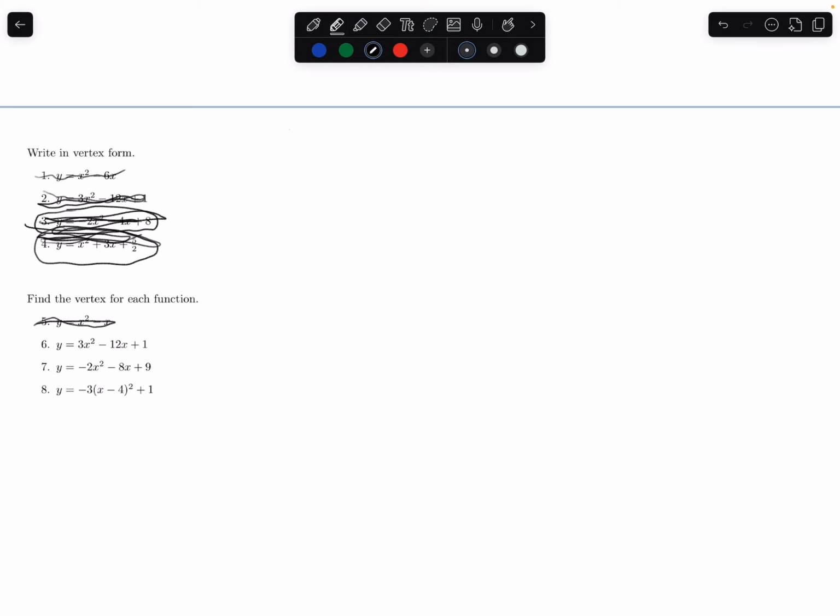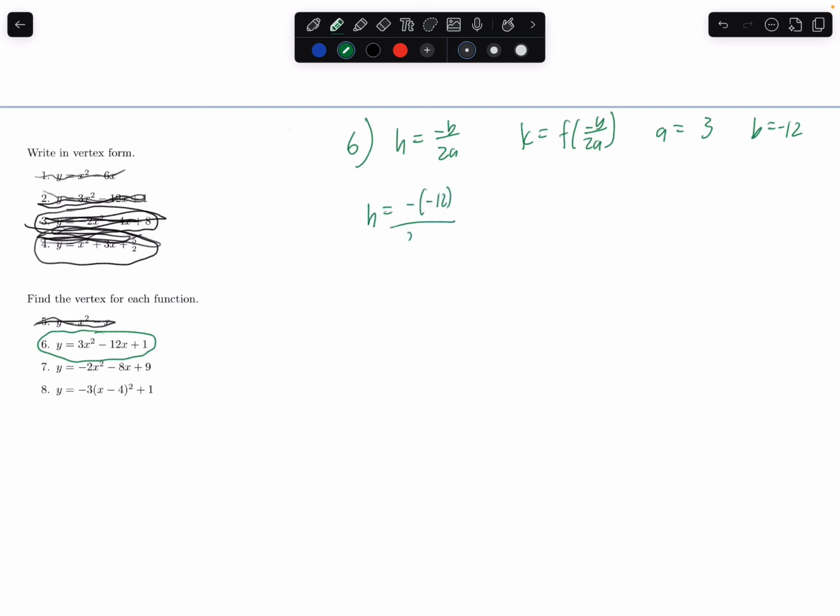Okay, number 6. Let's just change colors for no particular reason. Same old thing. Negative b over 2a, that's your h. K is f of that. A is 3 this time. B is negative 12 this time. That means h is negative of negative 12 over 2 times 3.